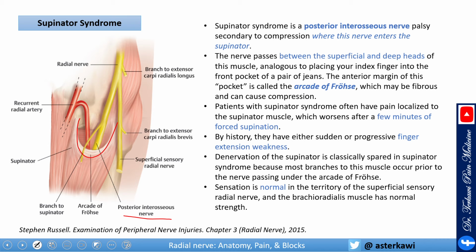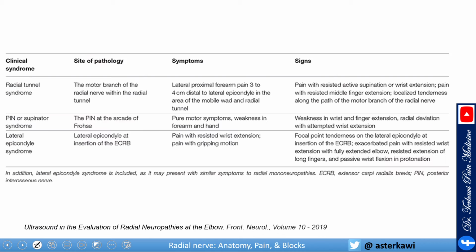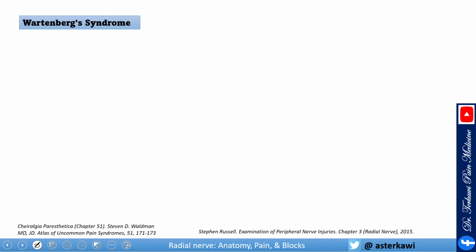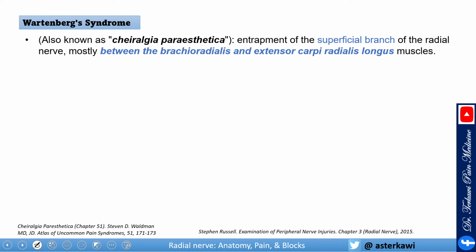Sensation is normal in the territory of the superficial sensory radial nerve, which makes sense. And this slide helps you to differentiate between these three common differential diagnoses. Then we have the Wartenberg syndrome, also called chirurgia parasitica, which is entrapment of the superficial branch of the radial nerve, mostly between the brachioradialis and extensor carpi radialis longus.